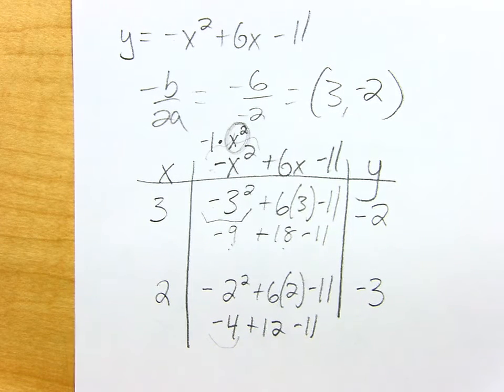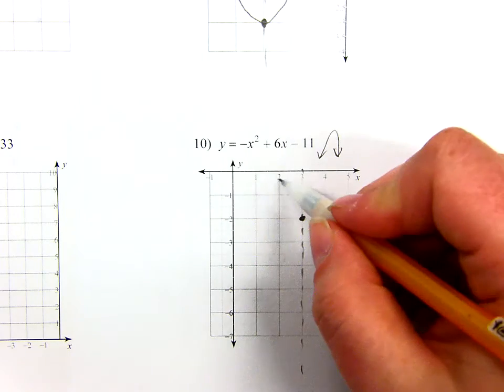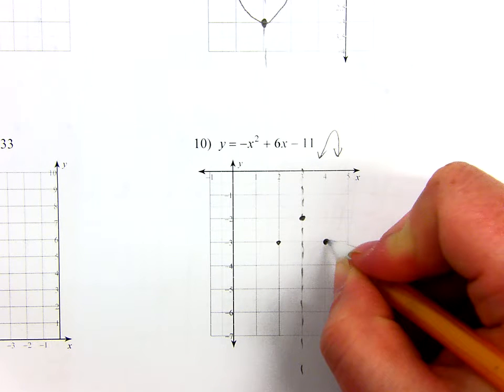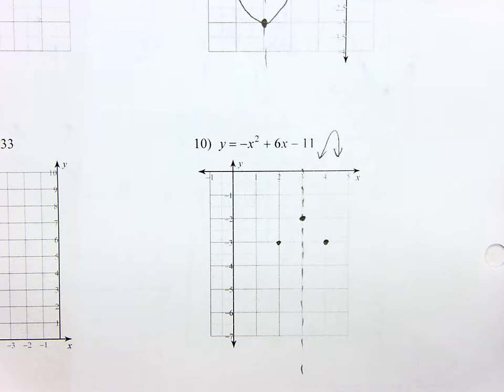Okay, so 2, negative 3. Now when I go to plug that in, remember what you told me. It should be below this point. 2, negative 3. Oh, good. Yeah, that's making sense, right? It's supposed to be an upside down graph, so far my points are lining up like they should be.